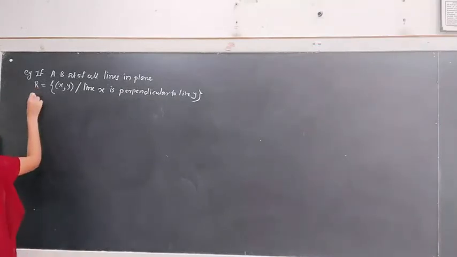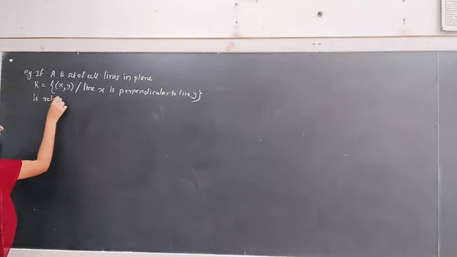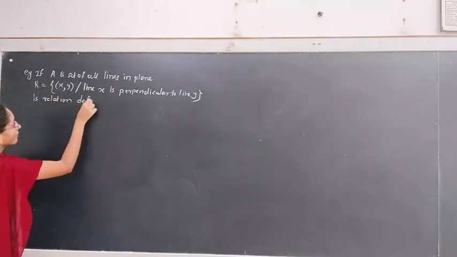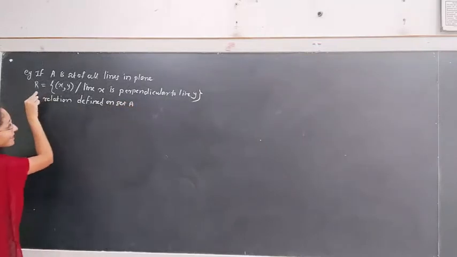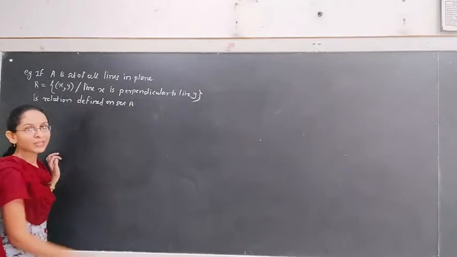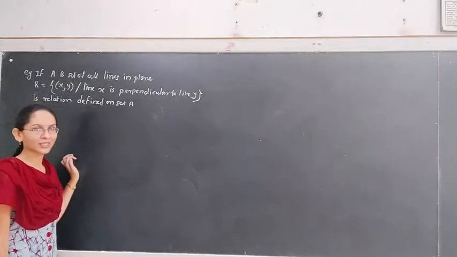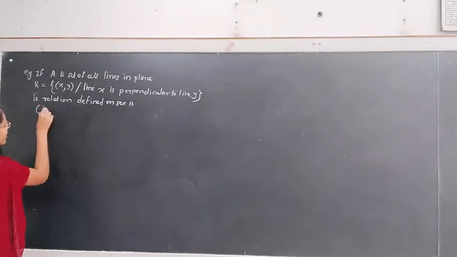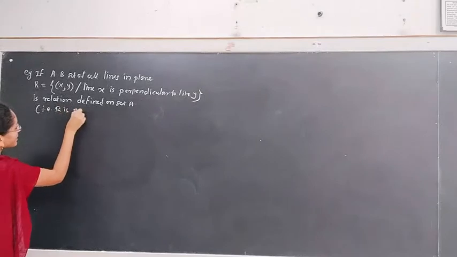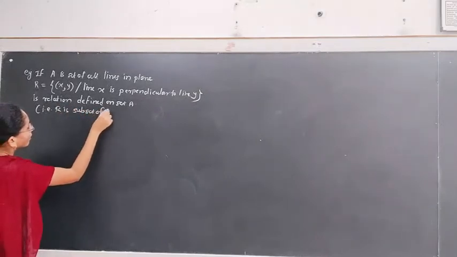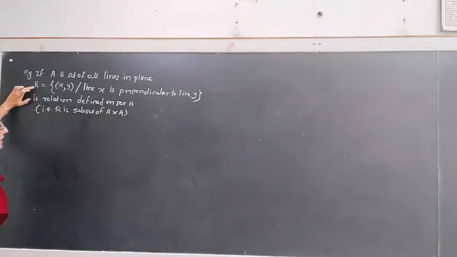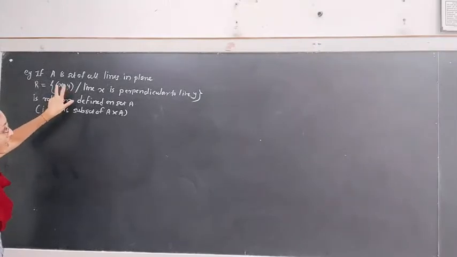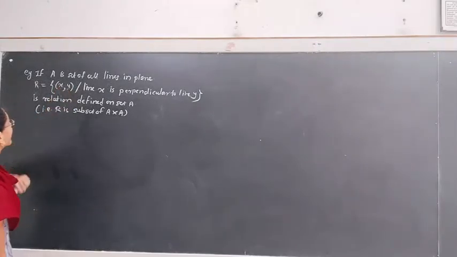This is a relation defined on set A. This R is a relation defined on set A, which means R is a subset of A cross A. That is, R is a subset of A cross A. Now this is a relation because this contains the ordered pair xy where x is perpendicular to y.